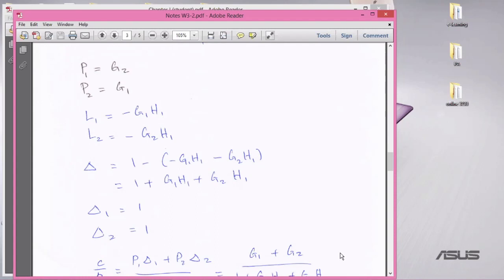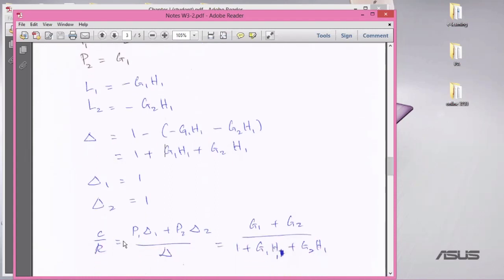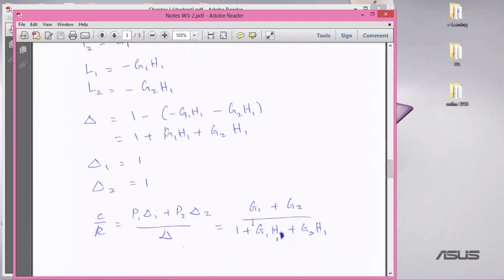Now with all that, you can now determine the overall transfer function. The overall transfer function is just P1 delta 1 plus P2 delta 2 divided by delta. So the whole thing here now, this is your overall transfer function. G1 plus G2, because delta 1 is equal to 1, delta 2 is equal to 1 as well. And then divided by the determinant delta, the whole thing here: 1 plus G1H1 plus G2H1.